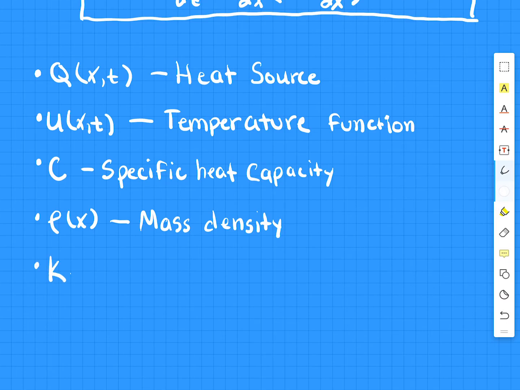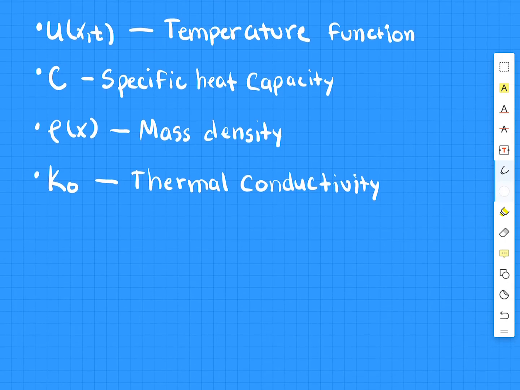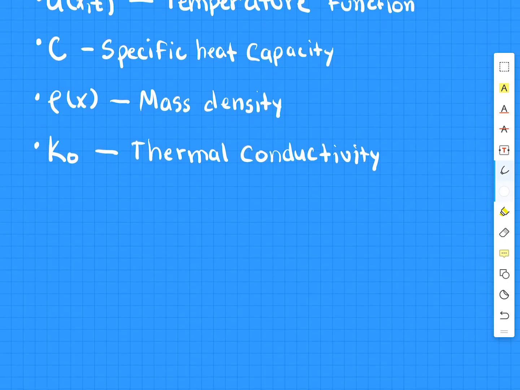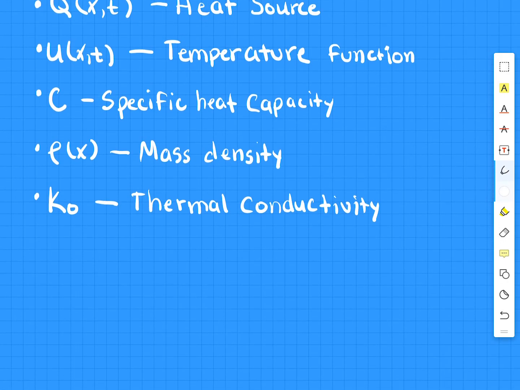The last parameter, K naught, is a measure of our thermal conductivity. Again, this should be fairly self-explanatory. Thermal conductivity means how well an object will conduct the surrounding energy around it. So with that said, these are our parameters, so let's label these as our parameters.